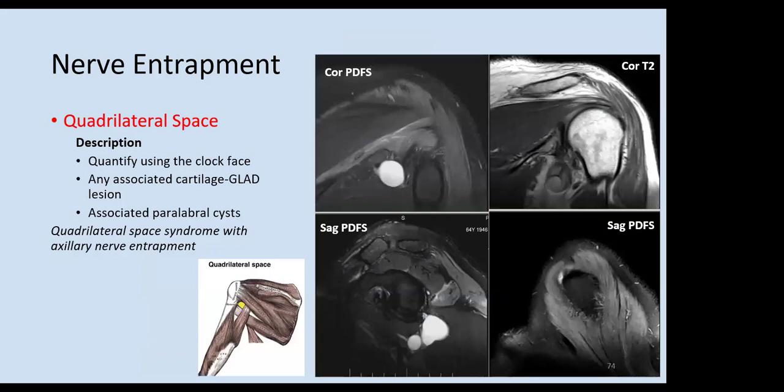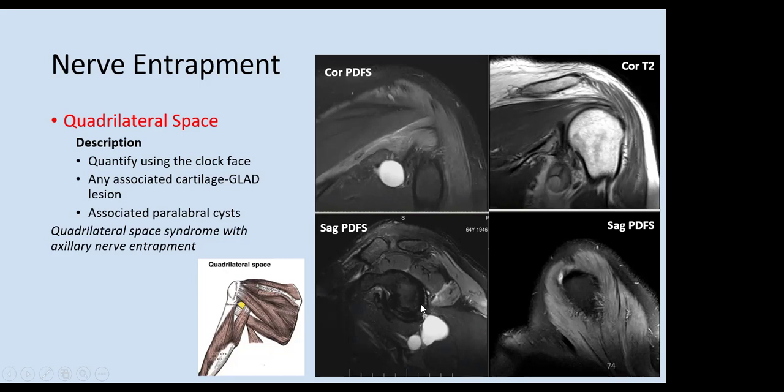Another case of entrapment neuropathy around the shoulder is what we call the quadrilateral space, which is the space between teres major, teres minor, long head of triceps, and the humerus. And the reason why this is important is because there are neurovascular structures that go through the quadrilateral space. This is the axillary nerve.